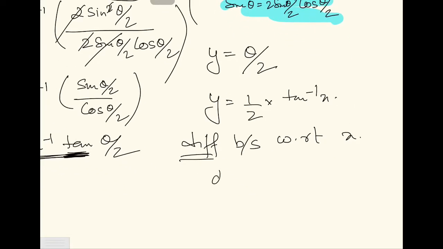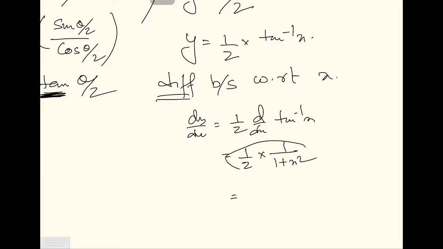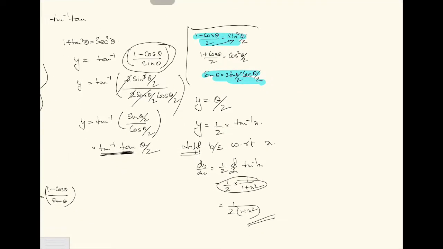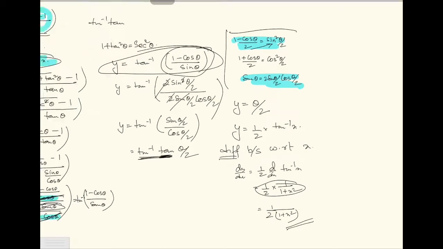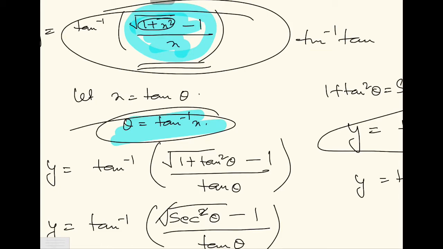So I get dy by dx equals half d/dx of tan inverse x, and that gives me half into 1 divided by 1 plus x square. So the final answer simplified. Some of you have a habit of leaving the answer just like this. You simplify it. It will be 1 divided by 2 times (1 plus x square). Just multiply and make it simple. So that's the final answer for this particular sum. What was the sum, everyone? That was y equals tan inverse of the square root of 1 plus x square, minus 1, divided by x.